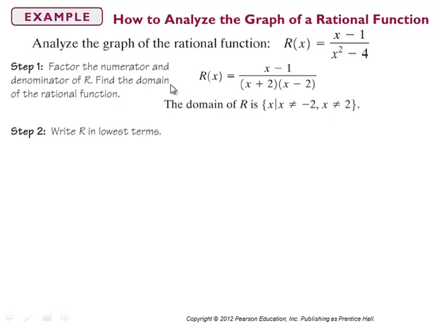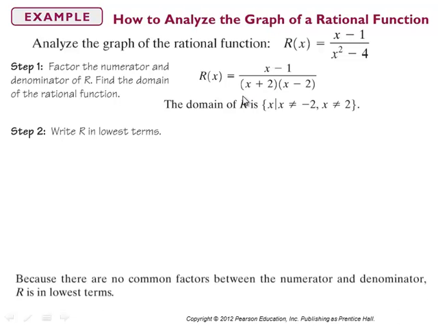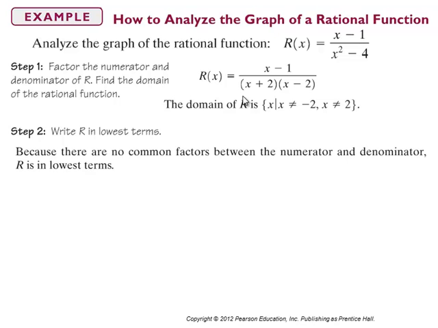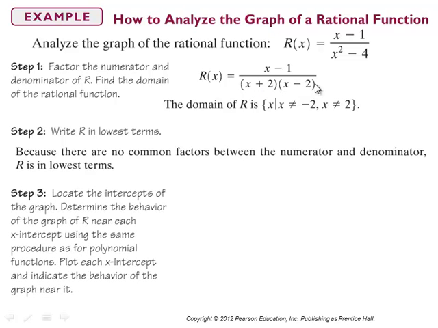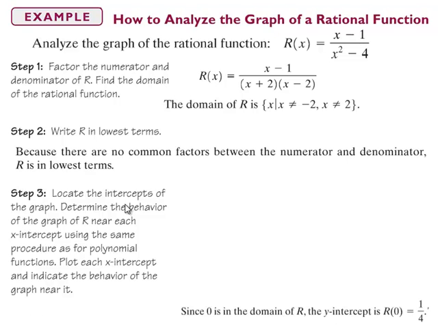Now let's make sure that our fraction is indeed written in lowest terms. And indeed it is. We would cancel any common factors. But even if we had identified common factors, we wouldn't necessarily want to cancel them at step 1, but just be aware of them. But in the original function, wherever the denominator is equal to 0, we would exclude from the domain. Now let's locate the intercepts of the graph. So x-intercepts, y-intercepts.